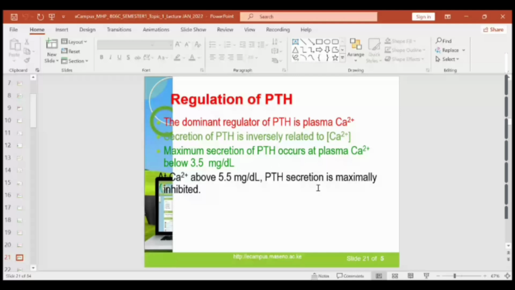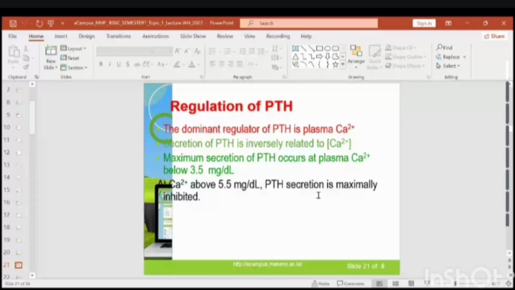The secretion usually occurs when the level goes below about 3.5. We give a range of between 8.8 to 10 mg per dl, and we say the ionized form is about half of that, so between 4 to 5. And so 3.5 will be the lower limit. Once it goes below 3.5 mg per dl, it signals the parathyroid gland to secrete the parathyroid hormone. And once that level increases above 5.5, it will inhibit it, and the secretion of parathyroid hormone will instantly stop.